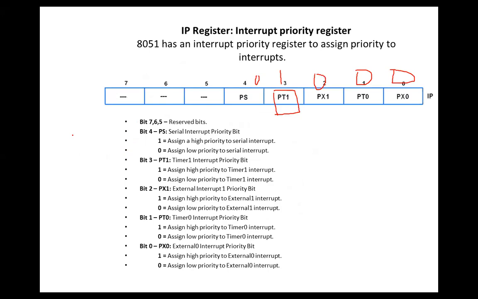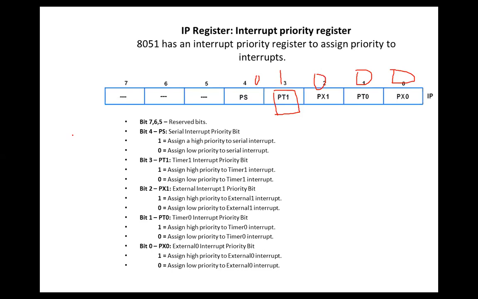There is no IE register and no IP register in the 8085 for priority purposes. The priority is given directly by TRAP, 7.5, 6.5, 5.5, and INTR. You cannot set the priority of your interrupts. But in the 8051, you have the facility to set the priority of your interrupts. If you do not set the priority, then by default it takes the priority of INT0 and so on.